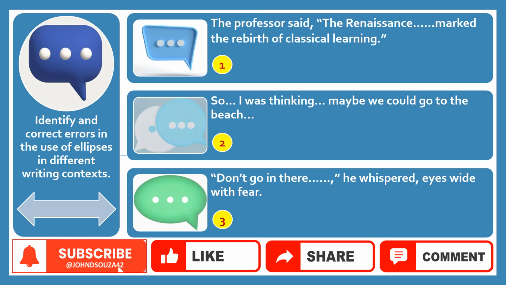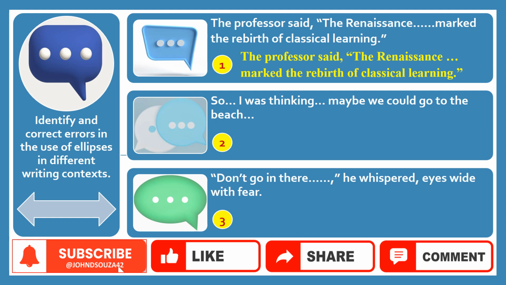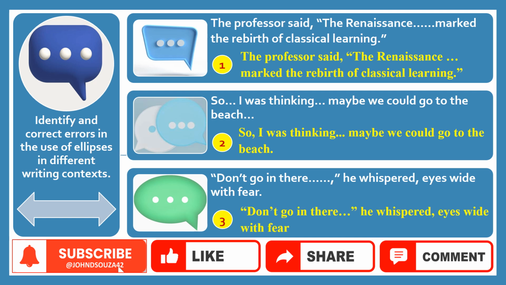Correcting common errors in the use of ellipses. In sentence 1, only 3 dots should be used to form an ellipsis. Additionally, when the ellipsis appears mid-sentence, it should be preceded and followed by a space. In sentence 2, replace the ellipsis after "so" with a comma. Also end the sentence with a full stop instead of an ellipsis. In sentence 3, a comma should not follow an ellipsis that already ends a sentence. Ensure that only 3 dots are used to form the ellipsis.